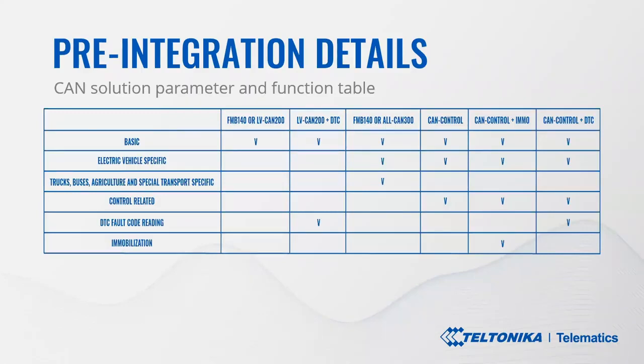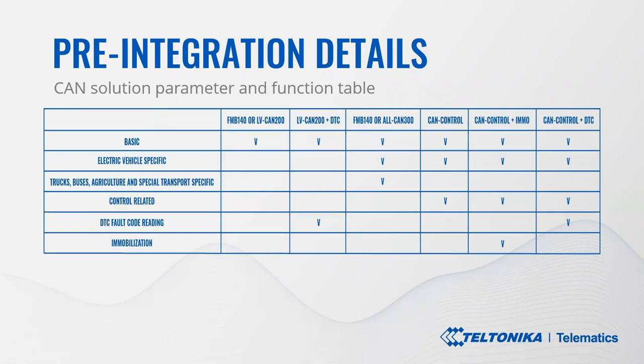We have this table. Basic parameters listed are understandable, such as fuel level, engine RPM, speed, mileage, or door status. These basic parameters are supported by all of our CAN solutions. More specific electric vehicle parameters, such as battery level, battery temperature, and vehicle range on battery, are supported by our CAN control solutions, FMB140 with the ALL-CAN option, or the ALL-CAN adapter.